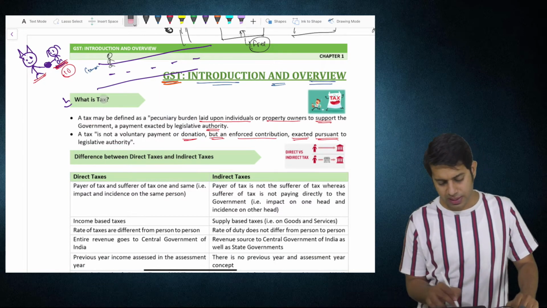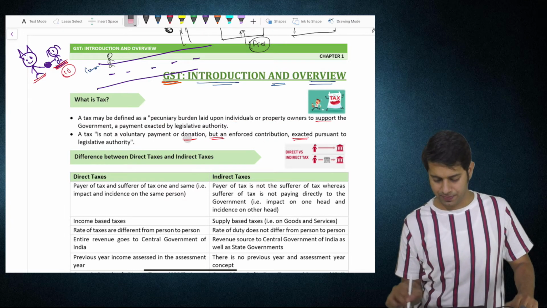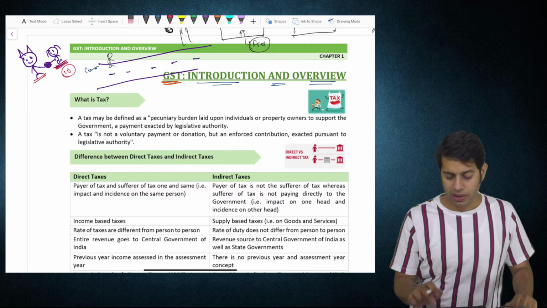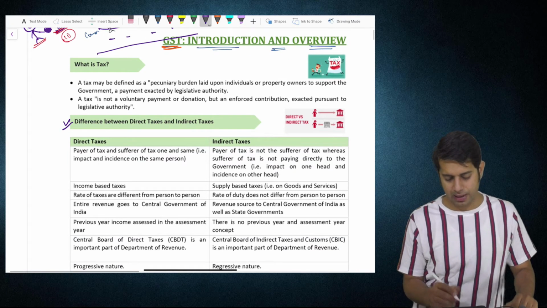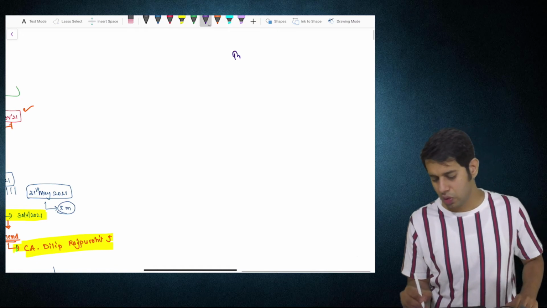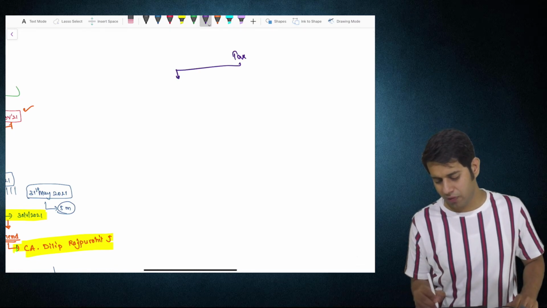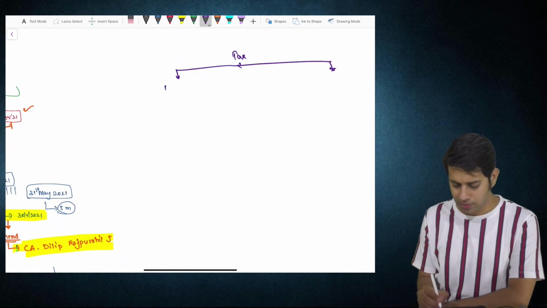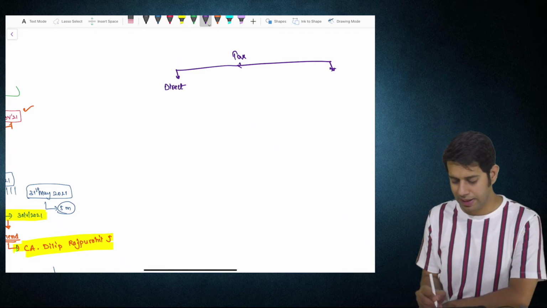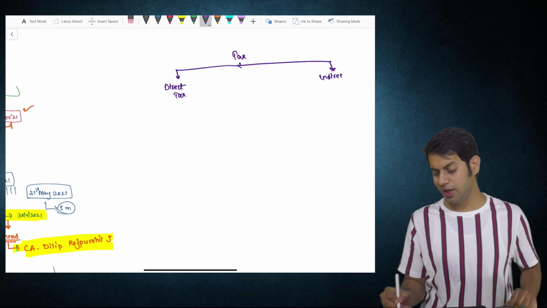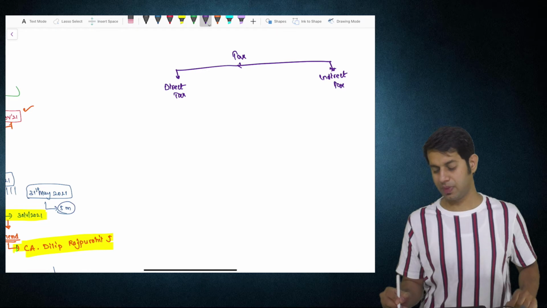Now, sir, we understood what you mean by tax. Now let us see what the different types of taxes are. There are two types of taxes. So now, as the understanding of tax is clear, we'll see the different types of taxes we have. One tax is direct tax. The other type of tax is indirect tax.